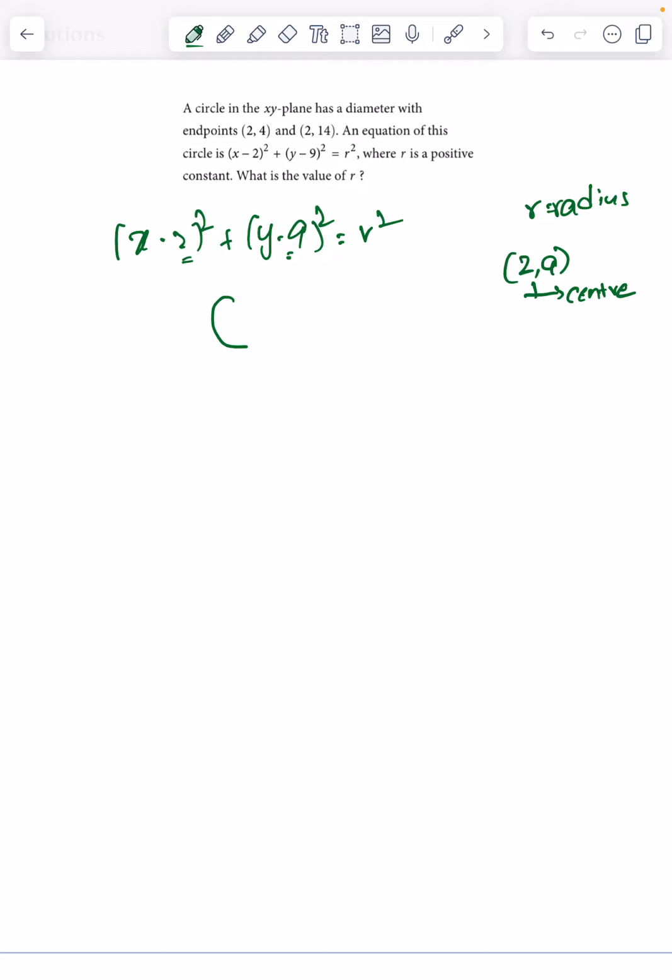So the circle will be like this. This is (2, 9), and the radius is also provided. I mean, the two extreme points on the diameter as provided are (2, 4) and (2, 14). There are two ways to solve this.